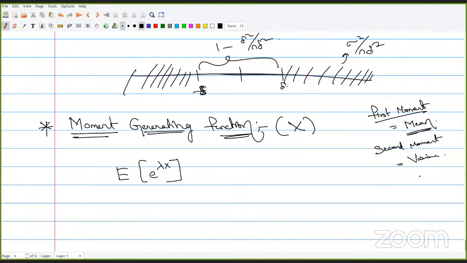I have seen in some of the books they distinguish between central moments and just moments. Central moments are where we centralize. We make the expected value of x equal to 0. We bring the mean of that random variable x to 0. We centralize it, and then we compute the moments, first moment, second moment, and third moment. So those are central moments.